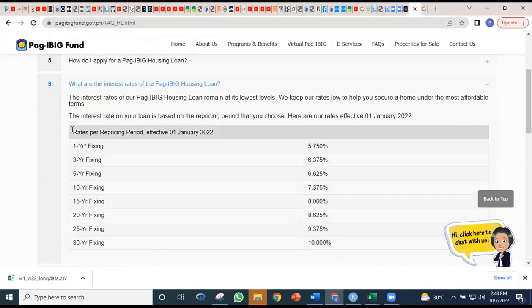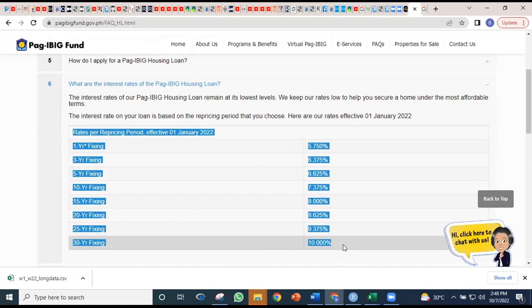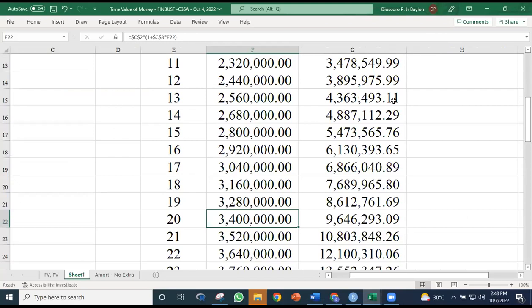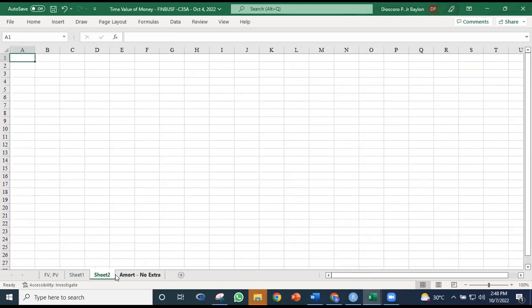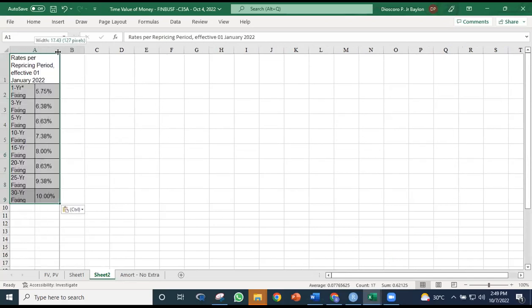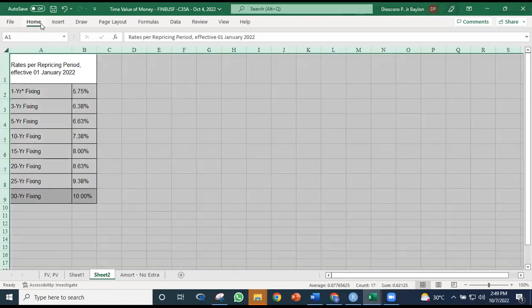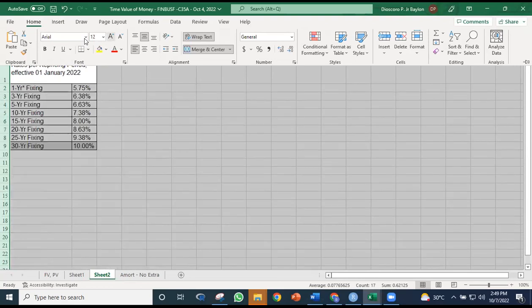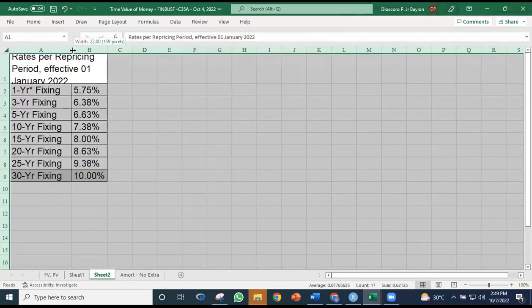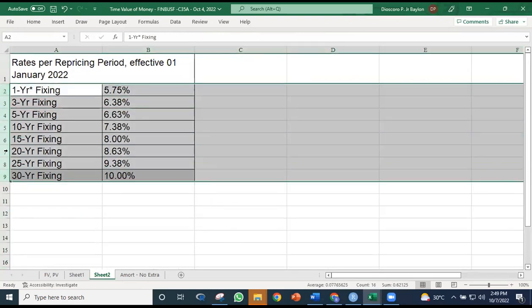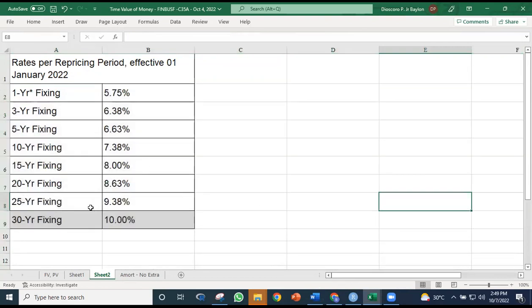Okay, so why don't we copy this? Let's copy this to our worksheet, Control C, maybe in a new worksheet, just to copy it here for reference. So these are the rates that Pag-ibig charges. 10% is the biggest. The maximum loan is 6 million. So these are the details.